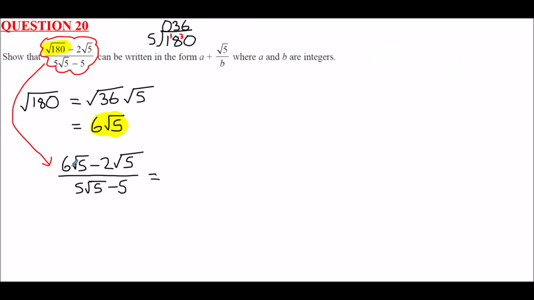But 6 lots of root 5 take away 2 lots of root 5 is 4 lots of root 5, in exactly the same way as 6x take 2x is 4x. So I've got 4 root 5 here, and underneath I've got 5 root 5 minus 5. At this stage, I can now rationalise the denominator, which just means getting rid of any surds on the bottom. I do that by multiplying top and bottom by pretty much the same thing as what's on the bottom, but with this symbol switched. So I switch the minus to the opposite of minus, which is plus, and I multiply both top and bottom by the same thing.